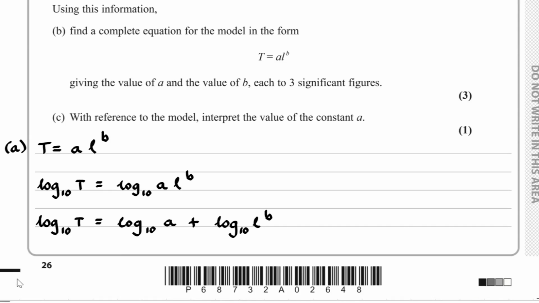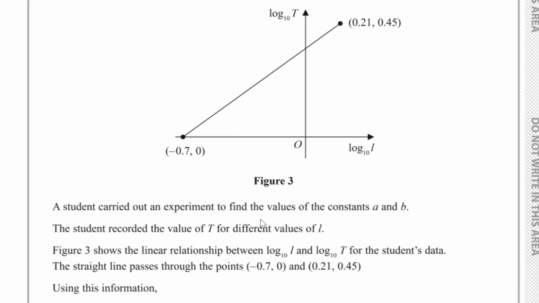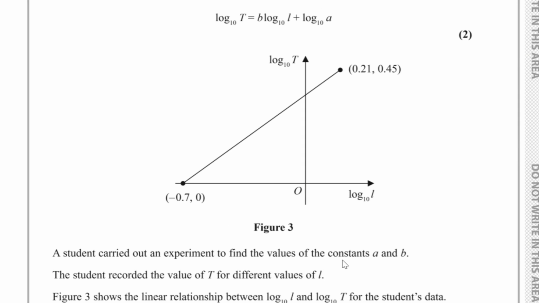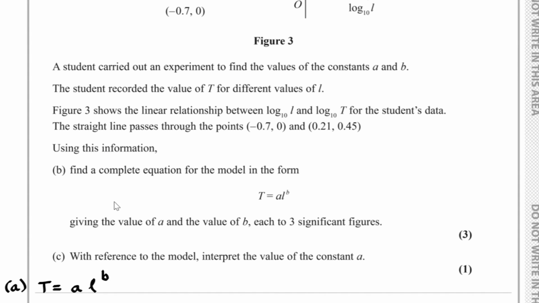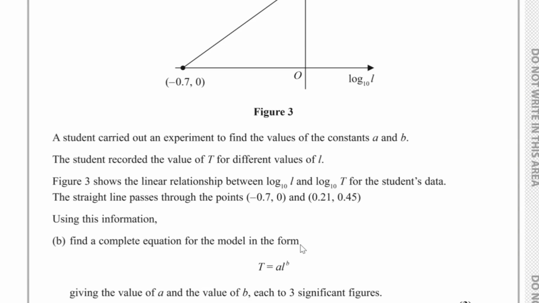Now for part B, a student carried out an experiment to find the values of the constants a and b. The student recorded the value of t for different values of L. Figure 3 shows the linear relationship between log base 10 of L and log base 10 of t. For the student's data, the straight line passes through the points (-0.70, 0.21) and (0.45). Using this information, we have to find a complete equation for the model in the form t equals a L to the power of b, giving the value of a and the value of b each to 3 significant figures.